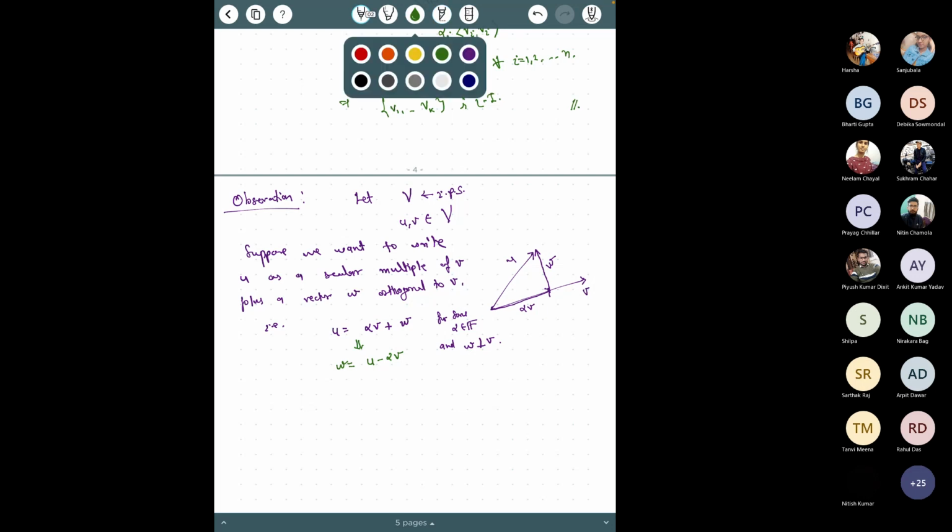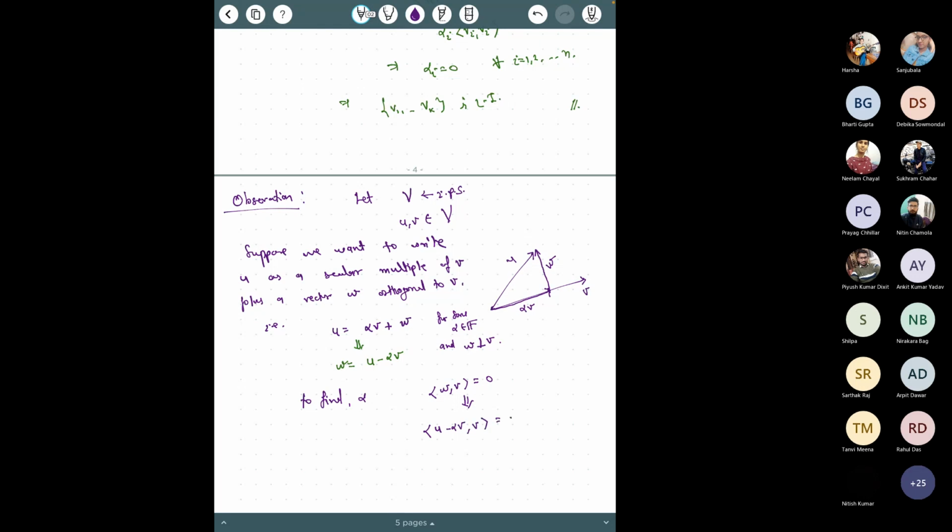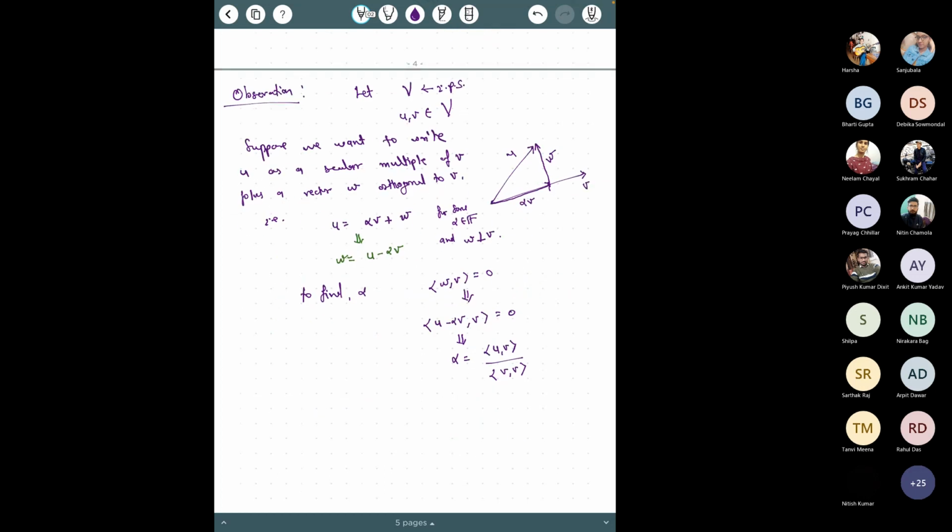So for example, look at how to find this alpha. We can find it using the fact that we want this w orthogonal to v. We know that w and v have inner product zero, they are orthogonal. So this implies that w is of the form u minus alpha v, and then inner product with v equals 0. But then from here, what would be alpha? Alpha would be this ratio: inner product of u with v divided by inner product of v with itself, right?